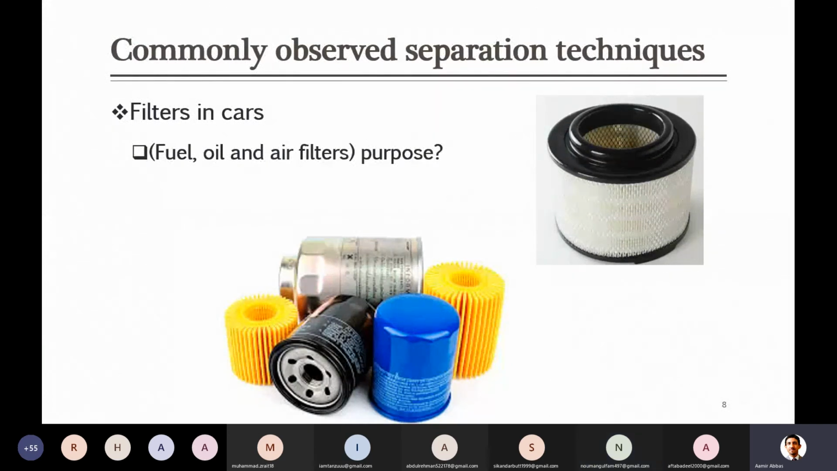Actually, most of the time these filters are used to remove solid particles. The purpose of these filters is to remove any solid particle that can be part of the fuel, that can be available in the oil or sometimes in the air. Those particles should be removed. They should not go to those parts where movement is taking place, where combustion is taking place, so that they are not damaged. When some solid particle comes in between moving parts, there will be abrasion, and you will be damaging the equipment.